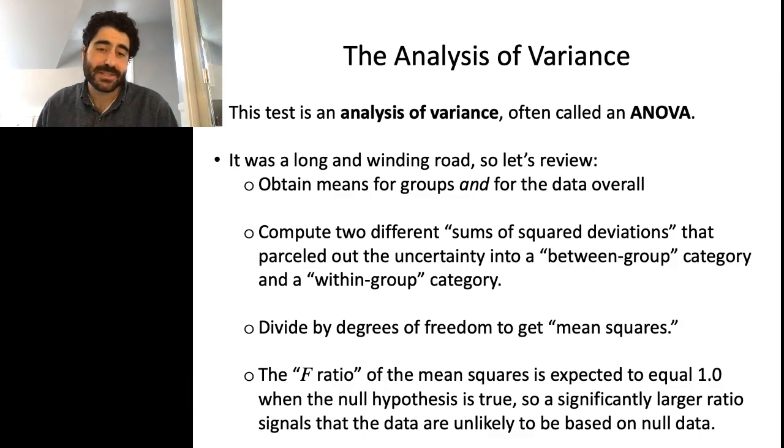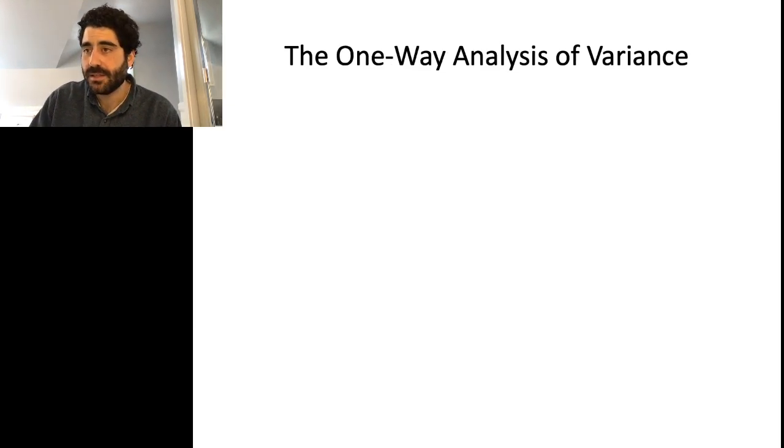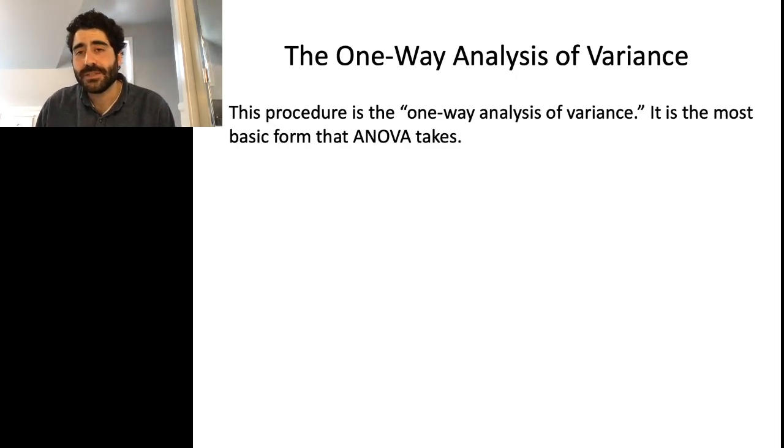We're going to say, it looks like this sample we got has an F score that you wouldn't usually get from the null distribution. So this procedure we've described is called a one-way analysis of variance.